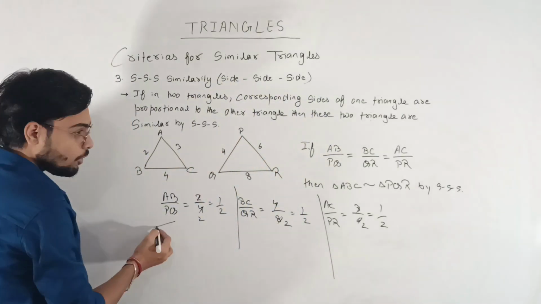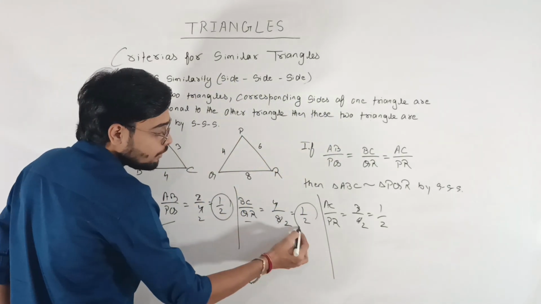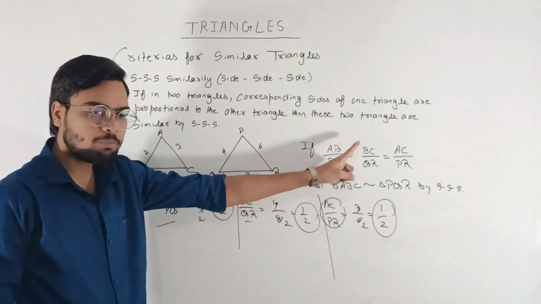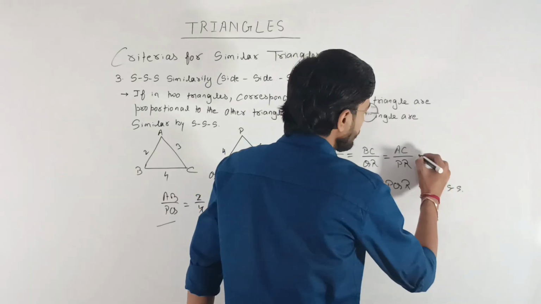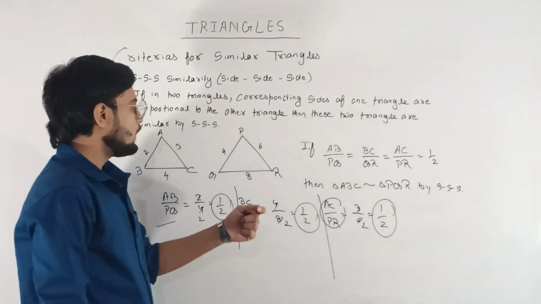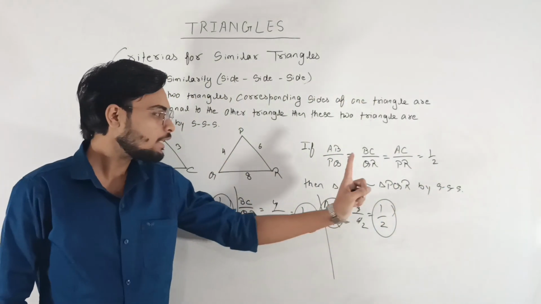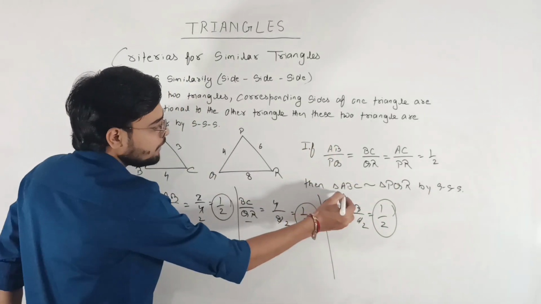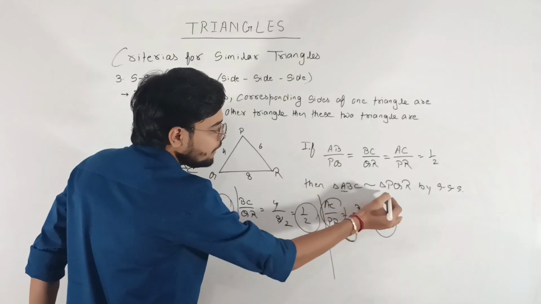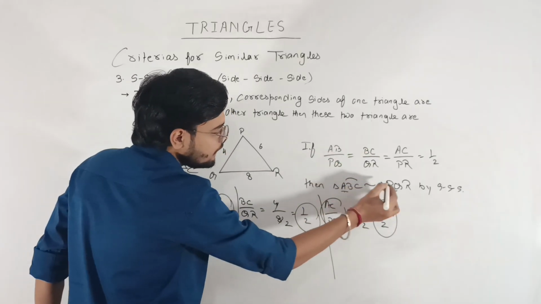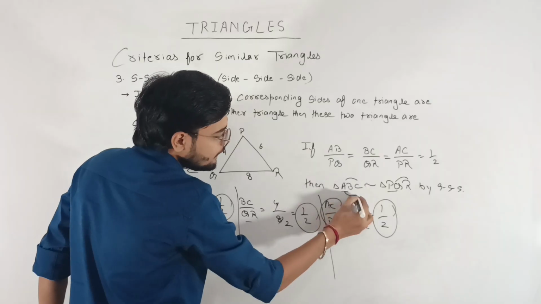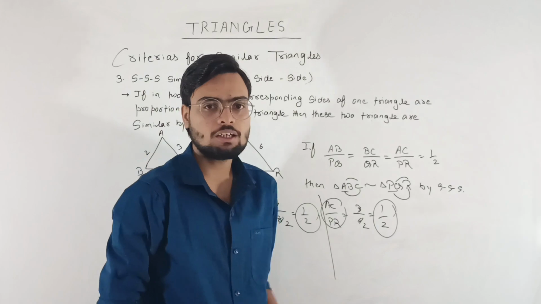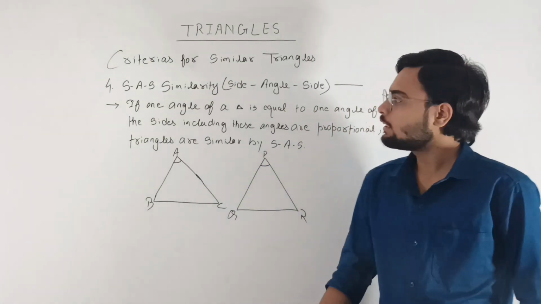Now look. AB upon PQ is 1 upon 2, BC upon QR is again 1 upon 2, AC upon PR is again 1 upon 2. Then the ratio of AB upon PQ, BC upon QR and AC upon PR is equal to 1 upon 2. So these two triangles ABC and PQR are similar by SSS. Now again we have to look at the naming: AB and PQ, BC and QR, AC and PR. You have to write the correct naming. Understood?